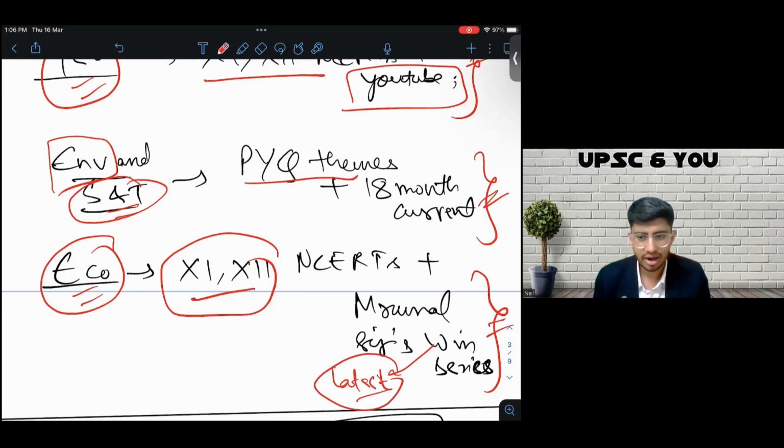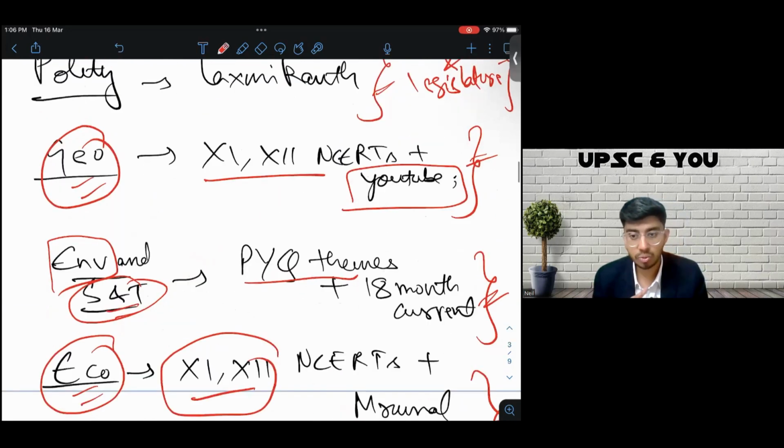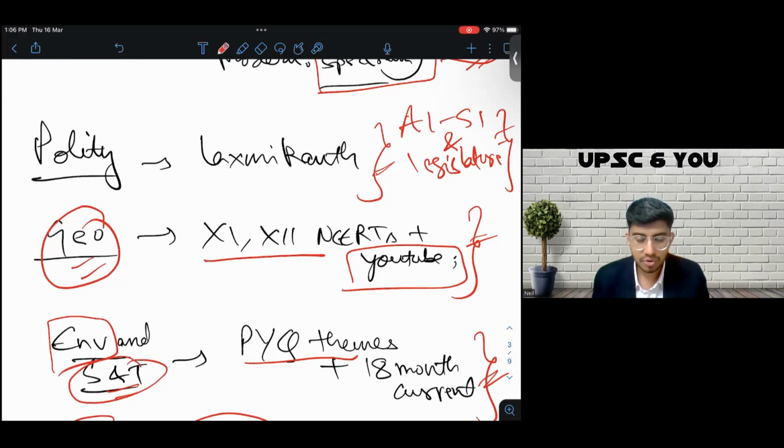This is by far the most basic requirement that one needs to fulfill to appear in the examination. These sources should be internalized. I mean, if a question comes from these sources, you should have a hit rate of over 90 to 95%.